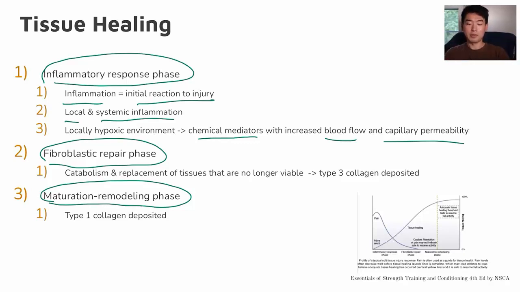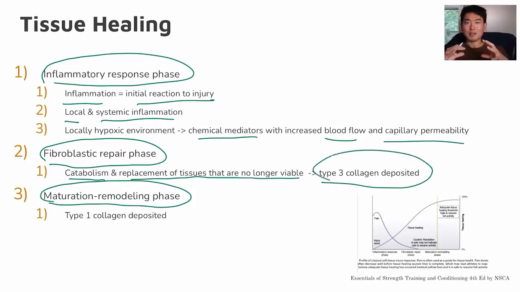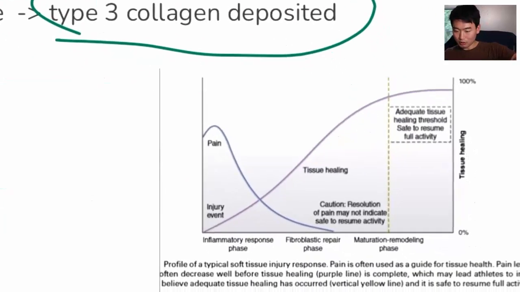so it can heal. The second phase here is the fibroblastic repair phase. Catabolism and replacement of tissues that are no longer viable. Don't know if you guys remember from earlier in the book, but catabolism, you're breaking things down and then replacing them. And then in that spot where everything's kind of broken down, type 3 collagen gets deposited. And then finally, the maturation remodeling phase, type 1 collagen gets deposited. So let's take a look at this graph here.